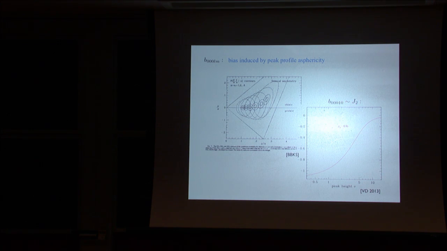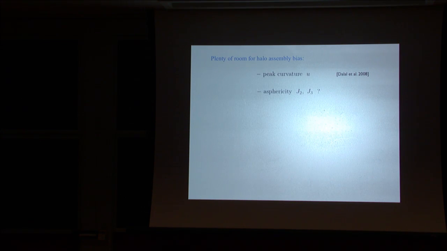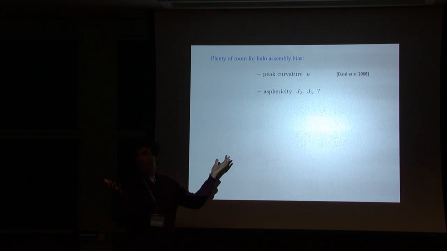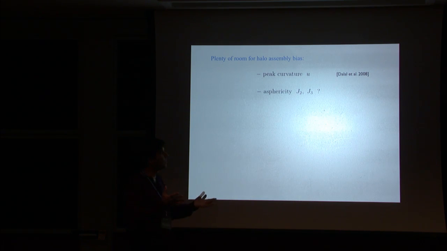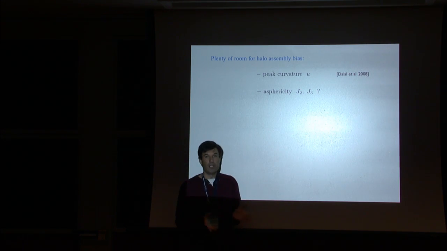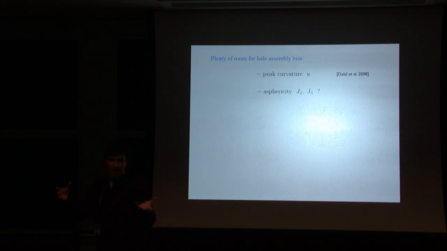Okay, let me now say one word about all these things. From all these variables, you will get all kinds of assembly bias, right? So there is, of course, the peak curvature, which you actually looked at, Neil. But you could also think of the asphericity, J2, J3. Maybe we will select halos that have bias values of J2 or J3. You could imagine the same for the shear, right? What all these things will do, I don't know. But that's probably a good question to ask.